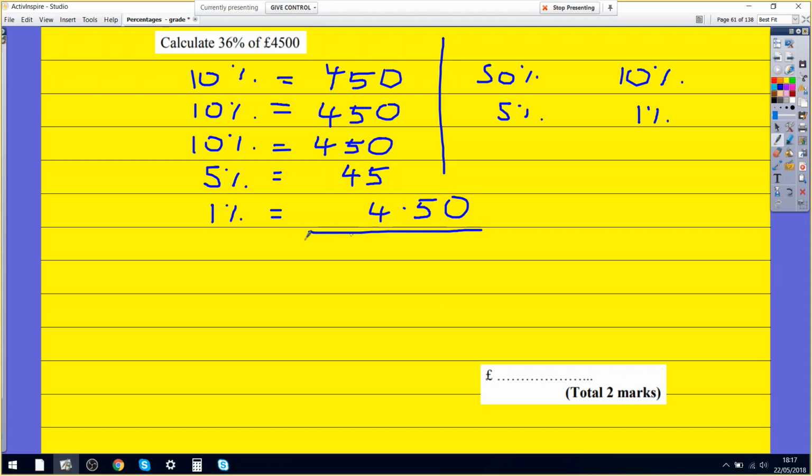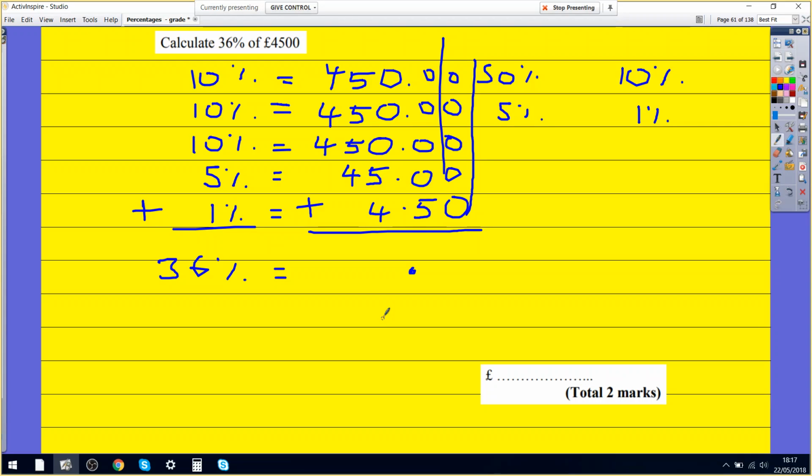Okay. So if we add up everything on the left, we get 36%. And so do the same to the right. What will we get here? £199.50. Oh no, £1,395.50. Yeah, that's it. Okay. Any questions there? No.